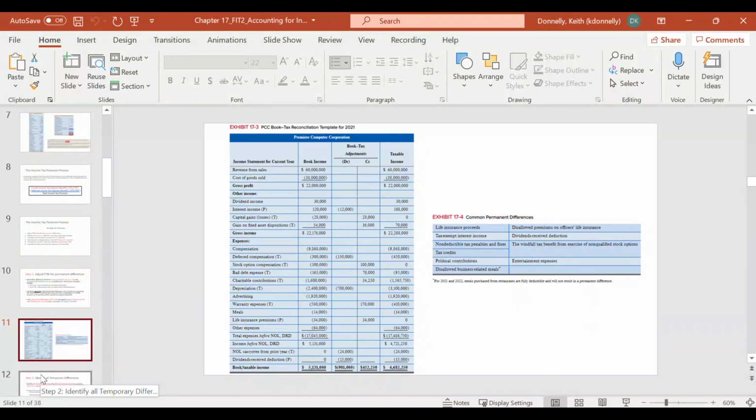This here is just showing you a recon from book to tax. You have your book income. You would make your adjustments accordingly here for book to tax differences. Then you would have your taxable income. You then would go through and you could identify from these book tax differences which ones are permanent differences. You then would adjust your PTBI for those.